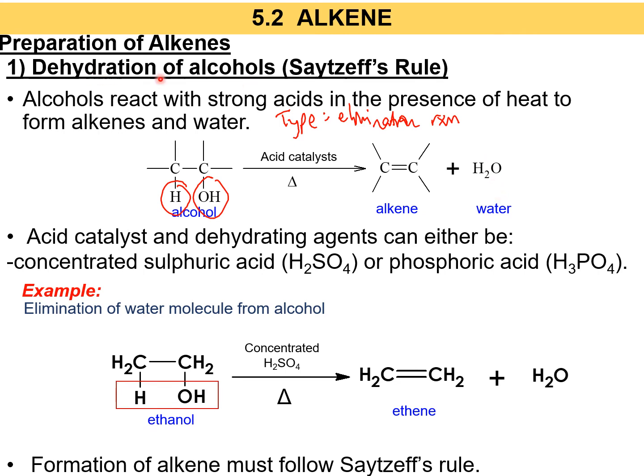And dehydration of alcohols ni actually dia follow Saytzeff's rule. What is Saytzeff's rule? Nanti I akan terangkan to you later on, okay. So acid catalyst yang digunakan famously adalah concentrated sulfuric acid, ataupun you can use concentrated phosphoric acid. Asalkan your acid catalyst tu dia kena ada perkataan concentrated, okay. Tapi acid catalyst tu you can use either H2SO4 ataupun H3PO4.